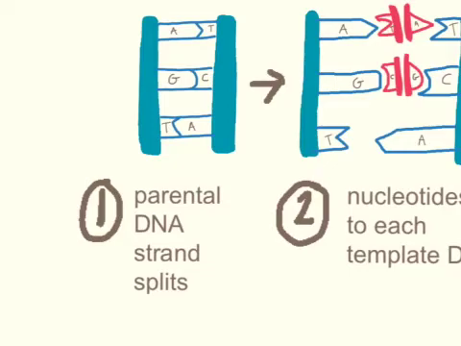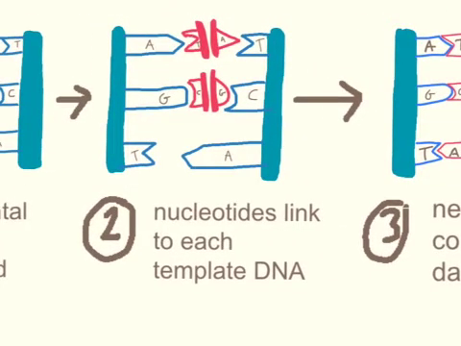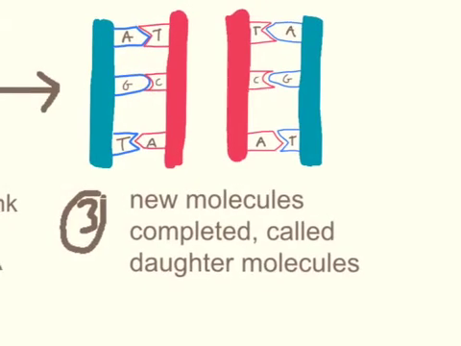So it's pretty difficult. So then after it's split, we see that a free supply of nucleotides come in and pair up with the corresponding base, how A and T come together and C and G come together, and certain enzymes link the free nucleotides to the template strands, and once they're linked, we have two new completed models, which are called daughter molecules.